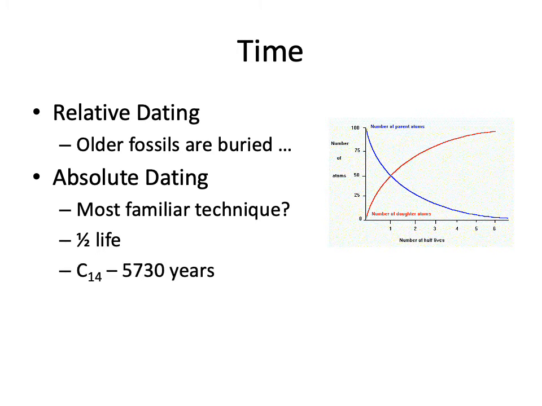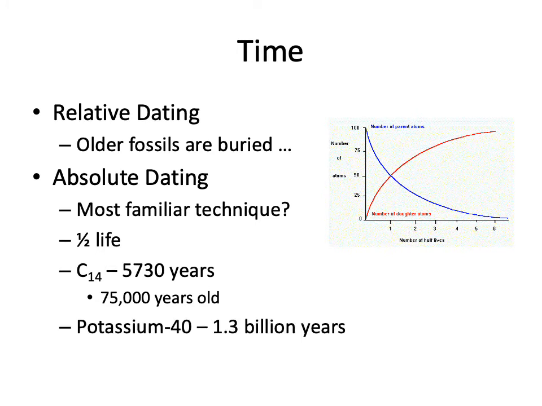For example, the half-life of carbon-14 is about 5,730 years. It takes about 5,730 years for half of the original carbon-14 in a fossil to decay. With carbon-14, we can reliably date things that are about 75,000 years old. If it's older than that, we use different elements.